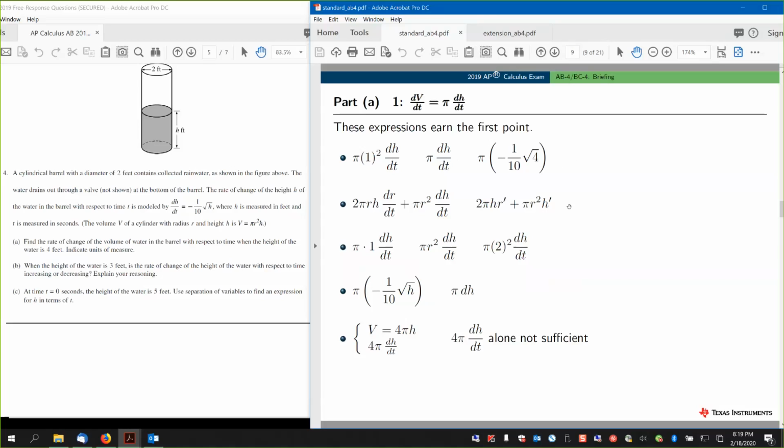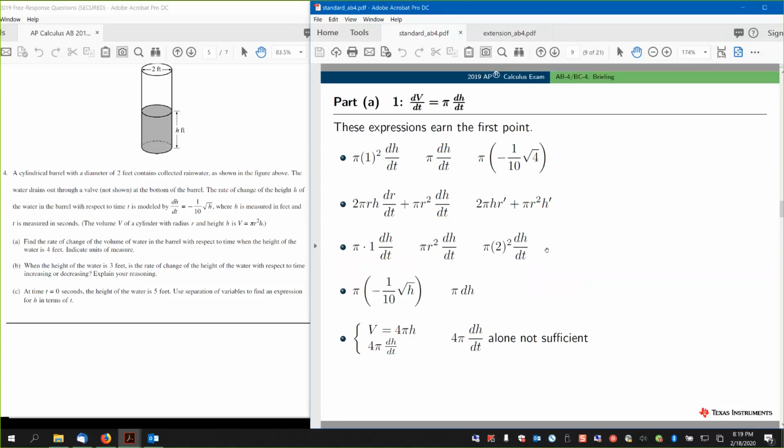In these two responses, the student is using the product rule. They haven't yet used the fact that the change of r with respect to t is 0, but that's okay. This still earns the first point. I frequently get a question about notation, and we understand r prime and h prime in the context of this problem. We'll accept that.